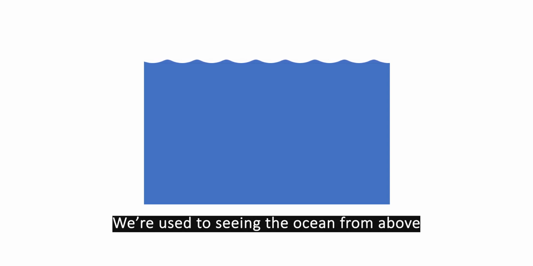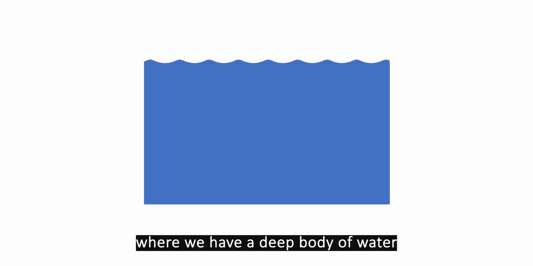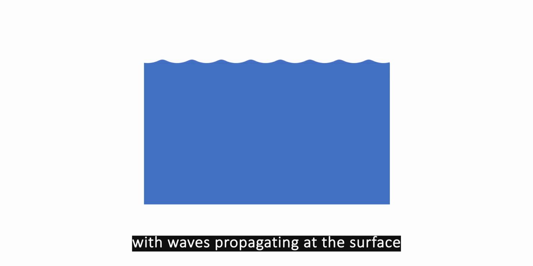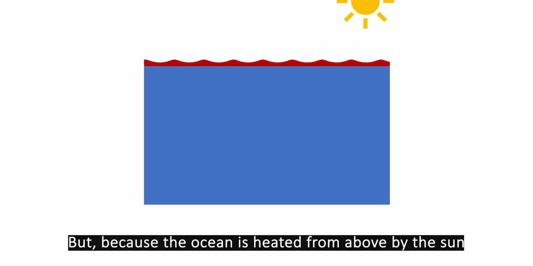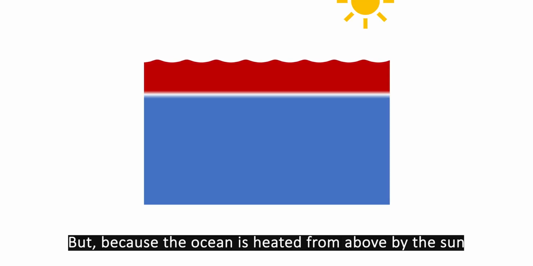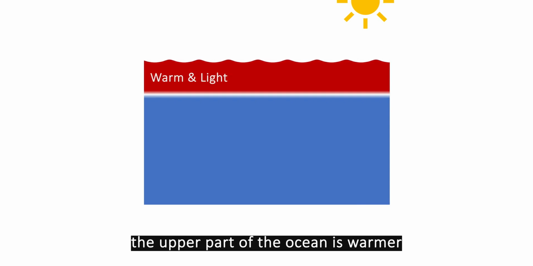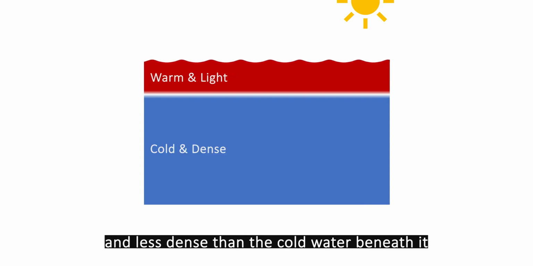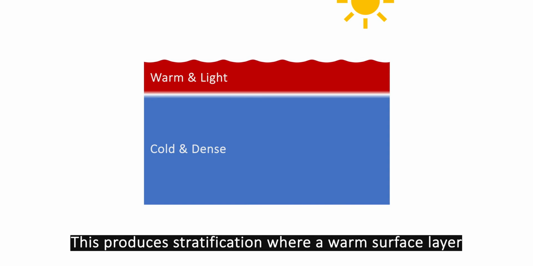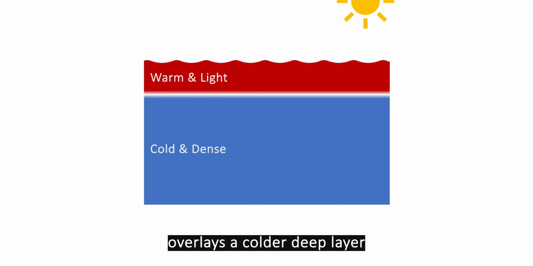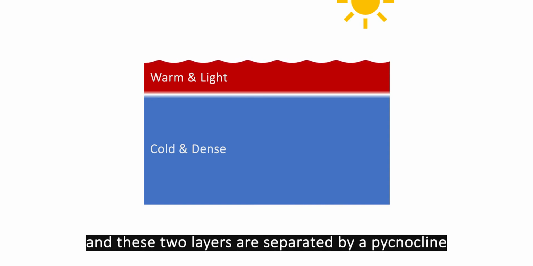We're used to seeing the ocean from above, where we have a deep body of water with waves propagating at the surface. But because the ocean is heated from above by the sun, the upper part of the ocean is warmer and less dense than the cold water beneath it. This produces stratification where a warm surface layer overlays a colder deep layer, and these two layers are separated by a pycnocline.